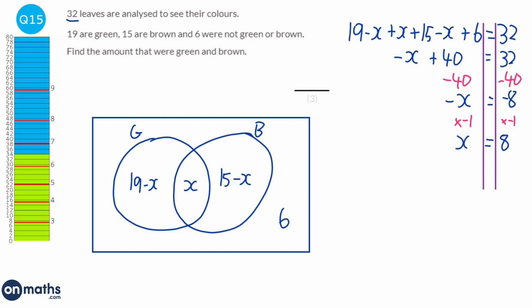So it's 19 take away 8, which will be 11. X is 8, so we know that that's 8. And 15 take away 8, which is 7. So to find the amount that were green and brown, we know it's going to be 8.